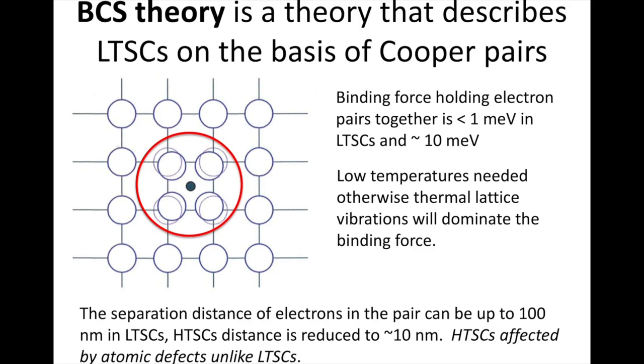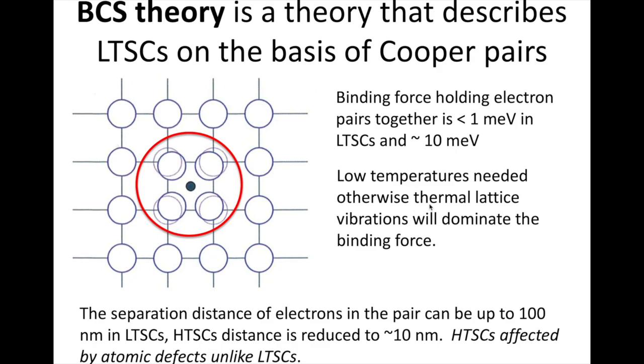And so let's go over some numbers that maybe help illustrate the attraction here. The binding force that holds these things together is really small. For low temperature superconductors, we're talking less than 1 milli-electron volt. So a very small amount of energy holding this together. For high temperature superconductors, that energy is closer to 10 milli-electron volts. So it's higher, but it's still pretty low, right?